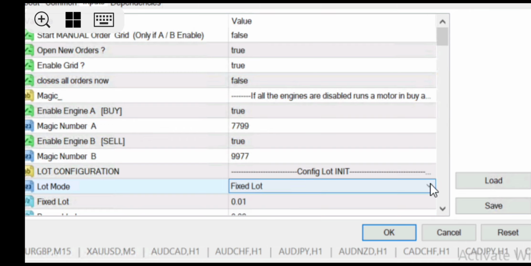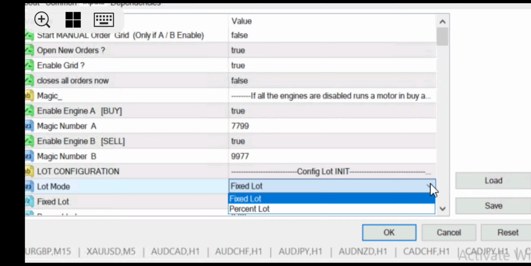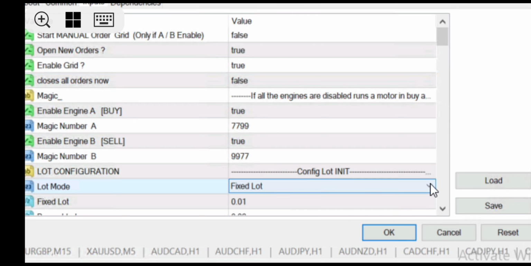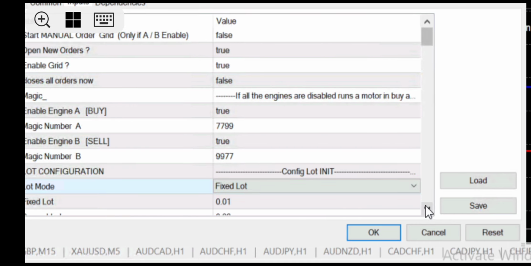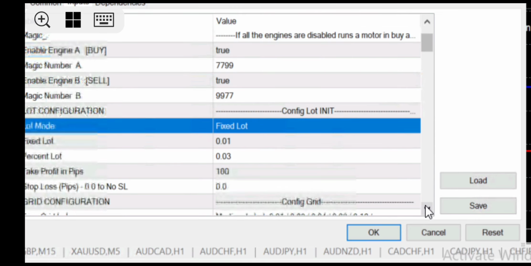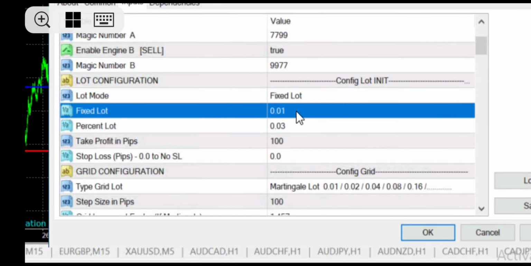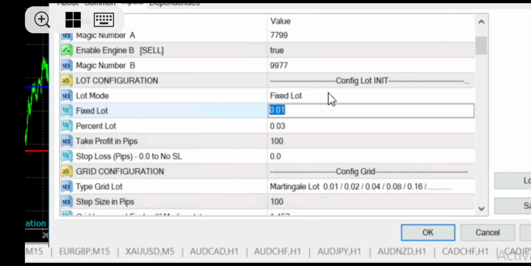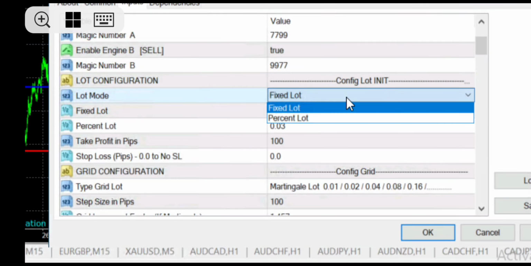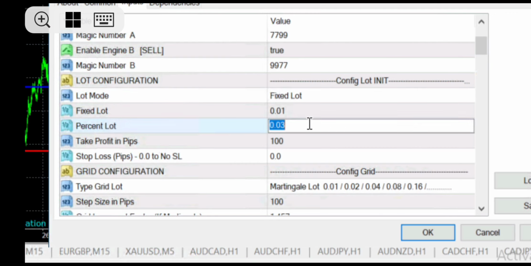So you can set it to a percentage lot. This is beneficial because if your account grows bigger, the starting lot also starts to increase, and if your account grows smaller, the starting lot tends to decrease, unlike fixed lot. For the fixed lot, you can set whatever lot size you want to use. For the percentage lot, you can come here and set whatever percentage.